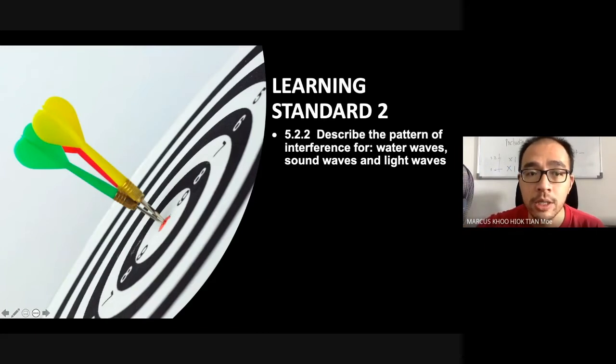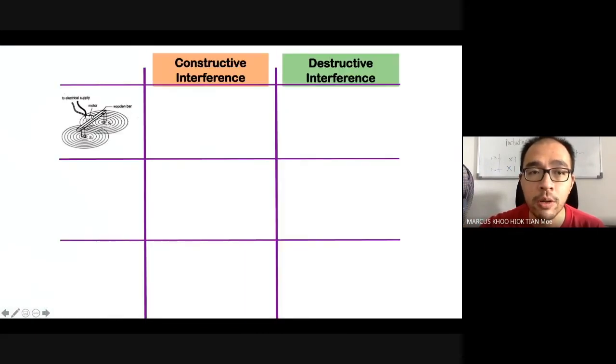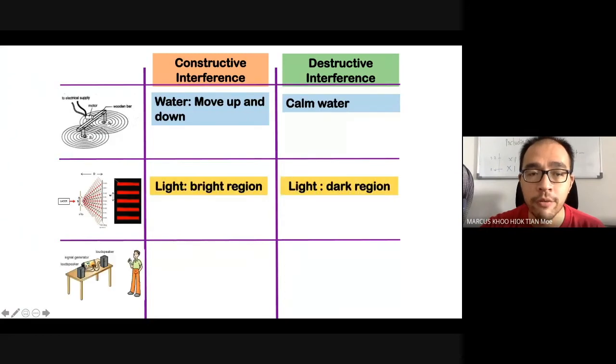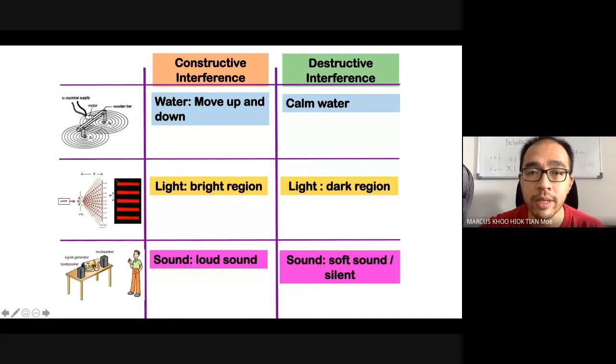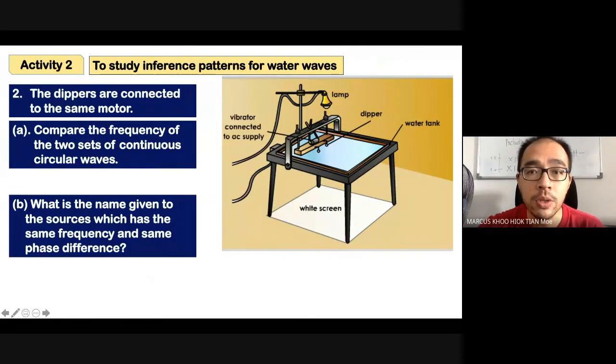So we're going to look at the pattern for light waves, for water waves, and then for sound waves. But we're going to focus on water waves first, because when we understand how the interference of water waves works, then we can see how the rest of it works. So in the interference of water waves, we have this thing called the ripple tank.